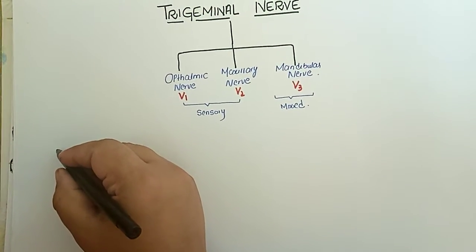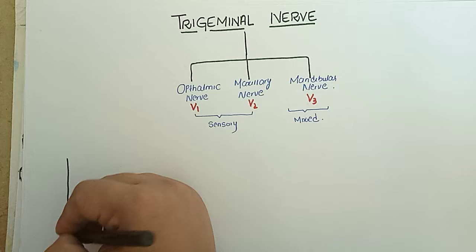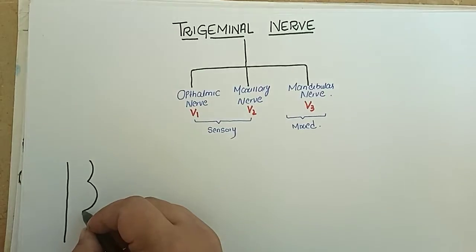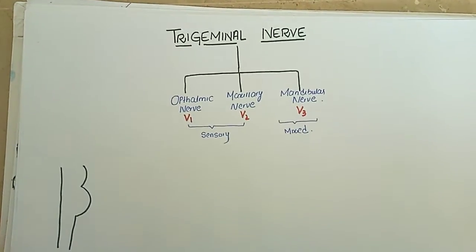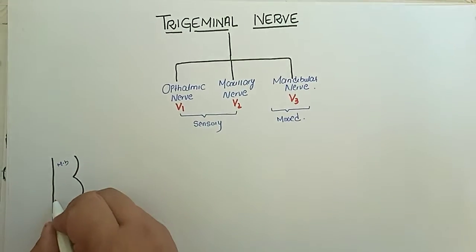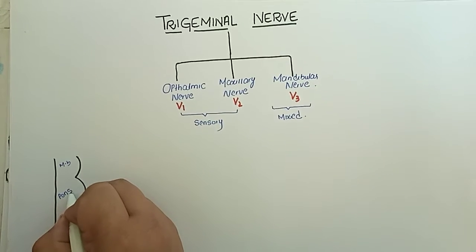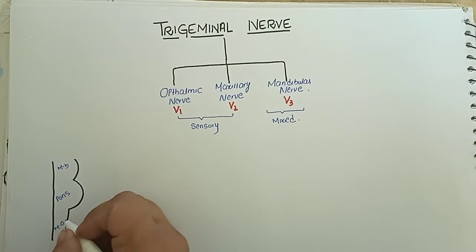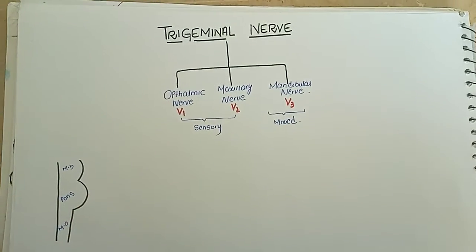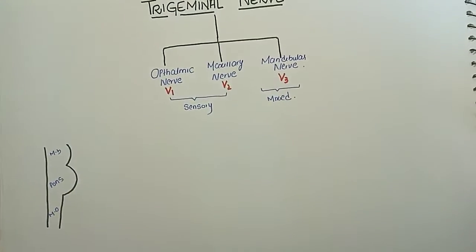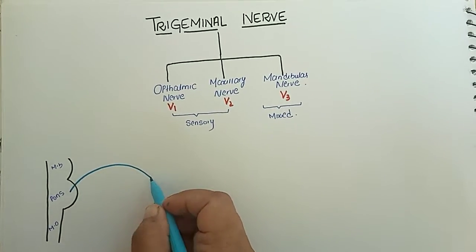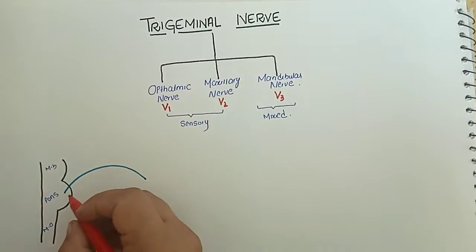So here is the brain stem, and there are three parts of the brain stem: the midbrain, then pons, and the medulla oblongata. I will mention their names here. The nucleus of the trigeminal nerve is present in the pons, the middle part of the brain stem, and there are two divisions of the trigeminal nerve. The first one is the sensory division, and the second one is the motor division.